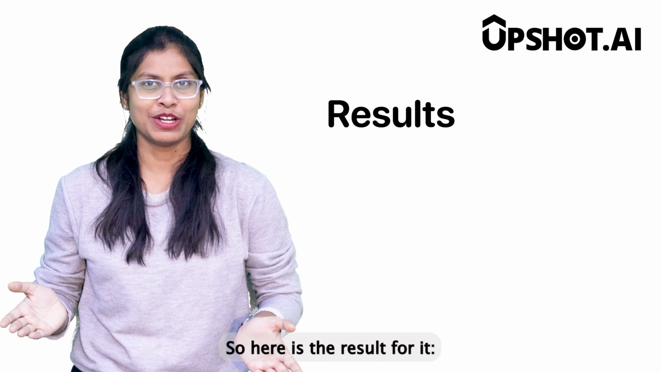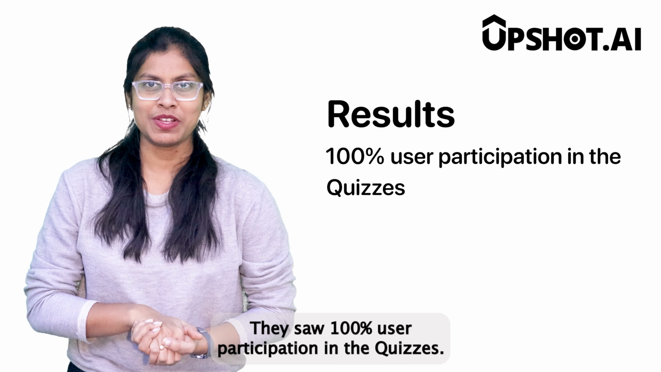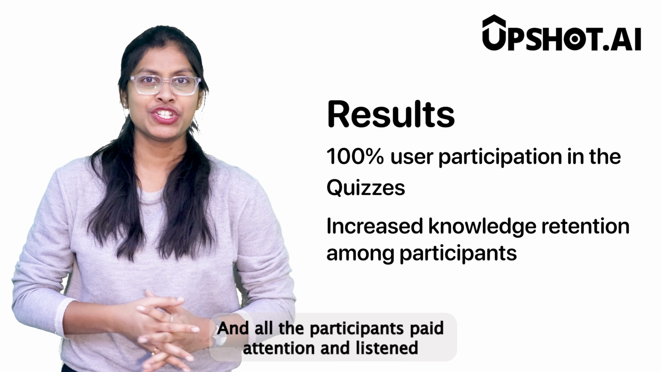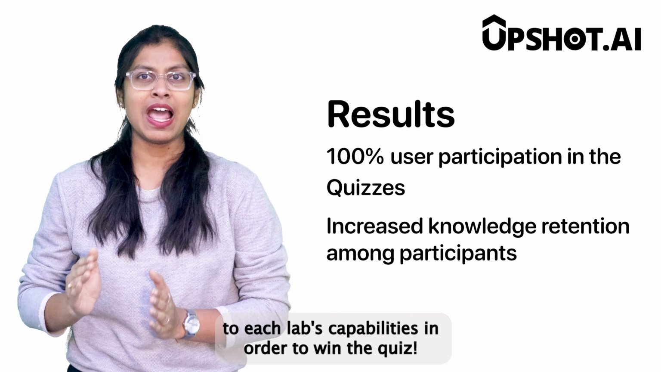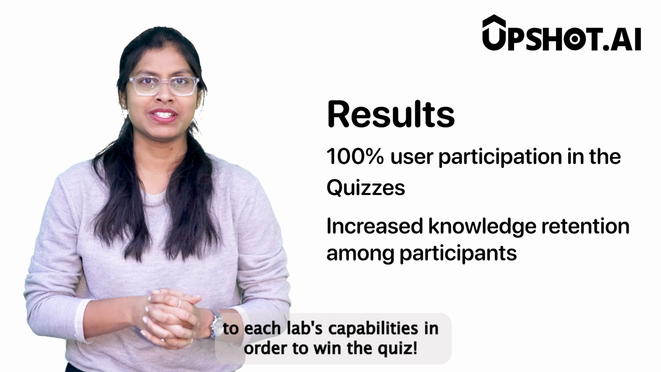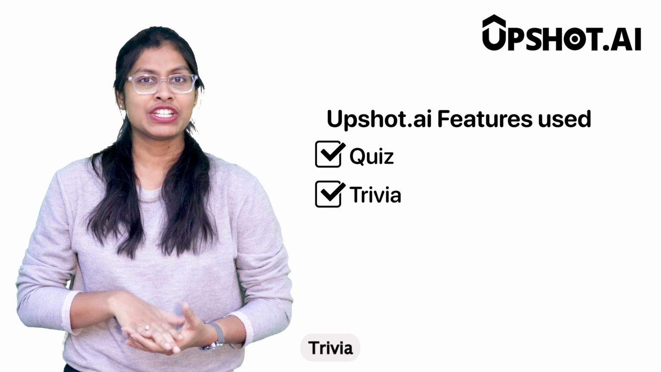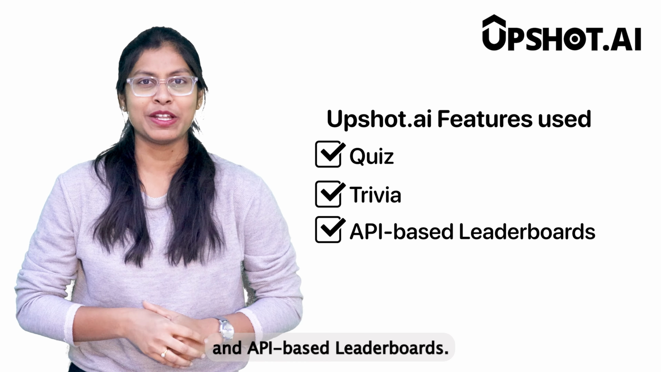So, here is the result for it. They saw 100% user participation in the quizzes, and all the participants paid attention and listened to each lab's capabilities in order to win the quiz. Upshot.ai features used here are quiz, trivia, and API-based leaderboards.